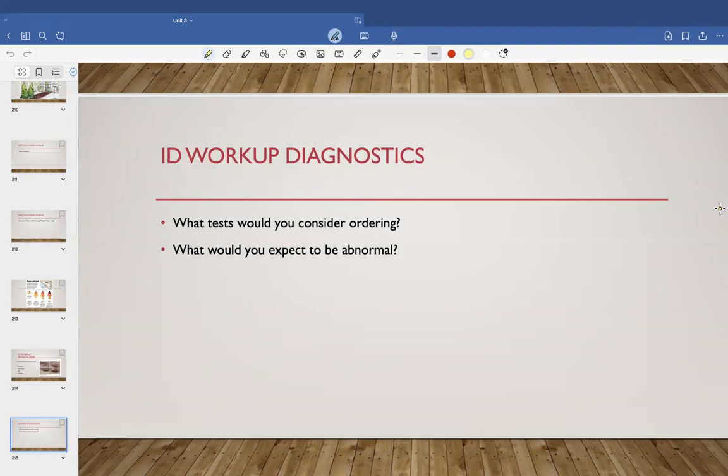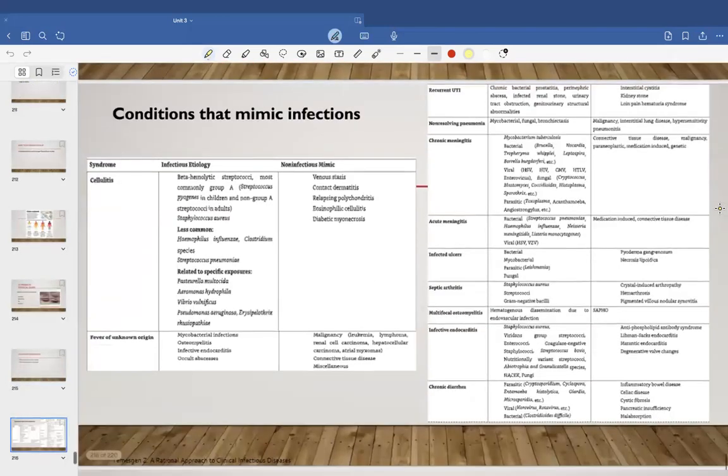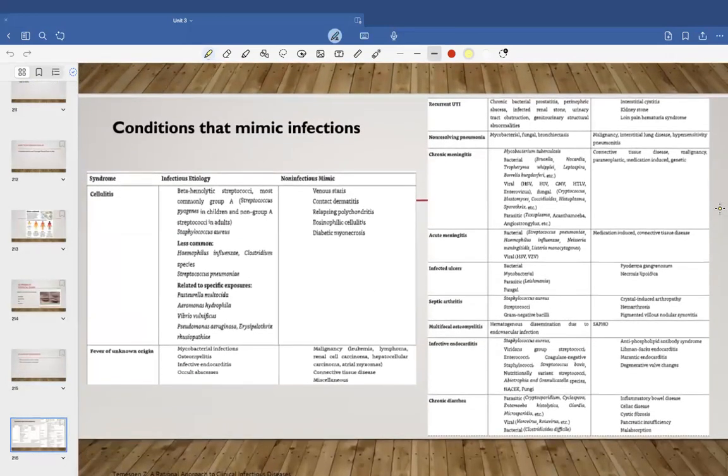Okay, so I believe I put this in your resource from last week, but I'm putting it here. It's not for you to memorize. It's just for you to be able to look at different things and see how they might mimic an infection. So these are just conditions that mimic infections. Cellulitis can mimic contact dermatitis or diabetic myonecrosis. UTI might mimic the kidney stone or interstitial cystitis. So this is more of a resource. We're going to put it into practice.